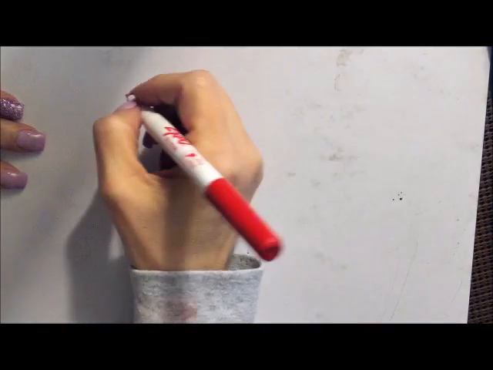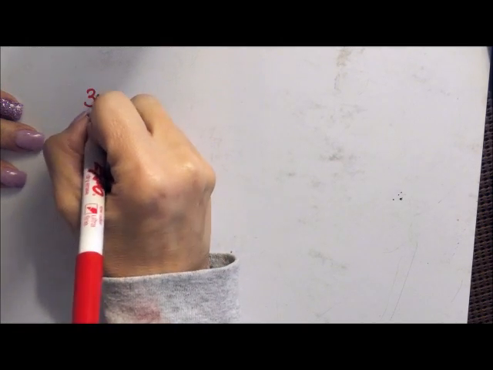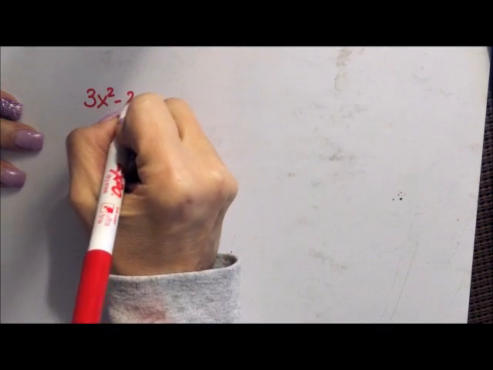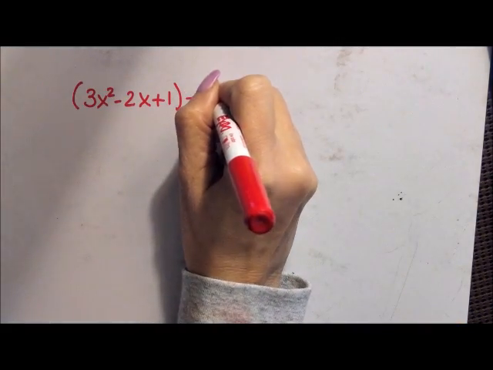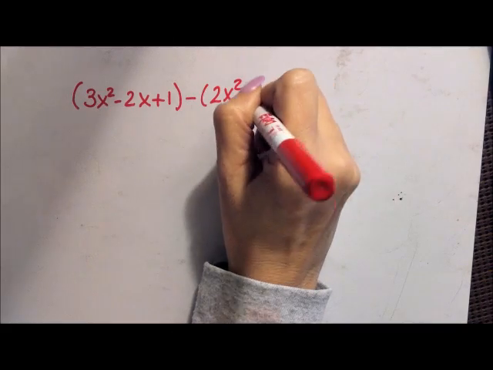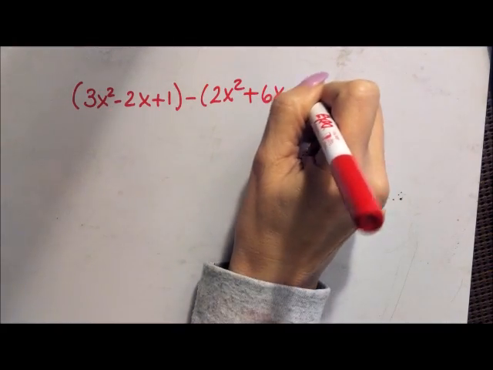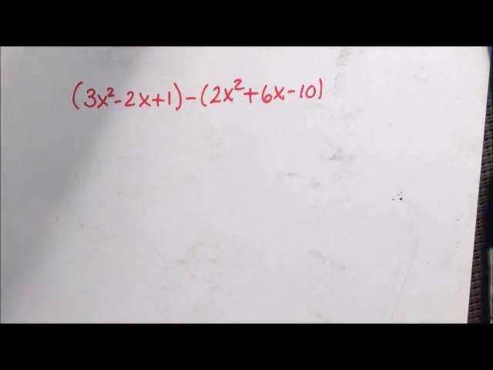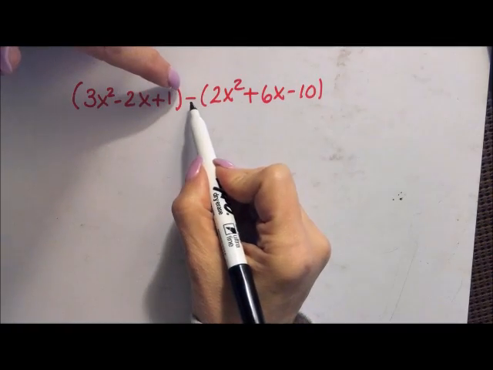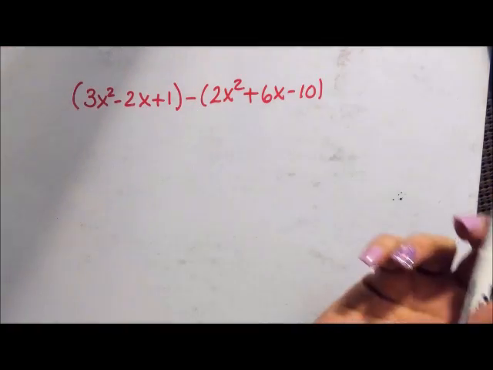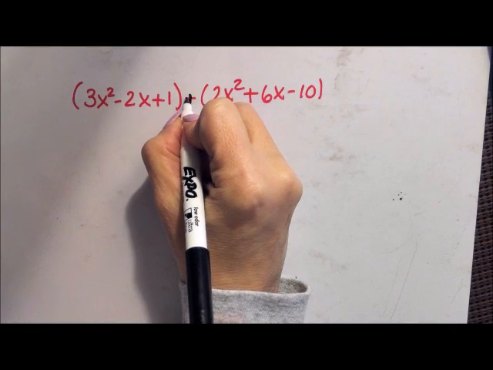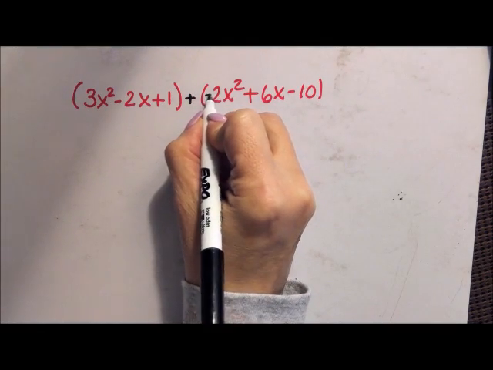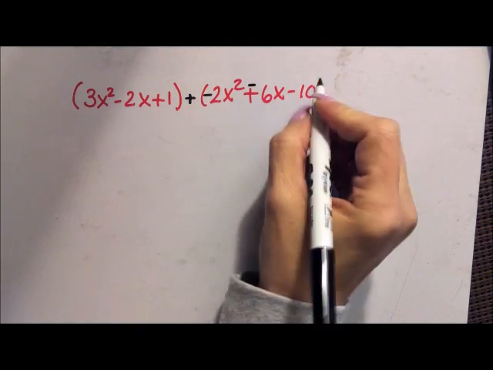So adding and subtracting polynomials. Remember, if I have 3x squared minus 2x plus 1, typically you'll see polynomials in parentheses, and I subtract 2x squared plus 6x minus 10. Remember, when you subtract them, we have to change it to addition. So we change the sign.